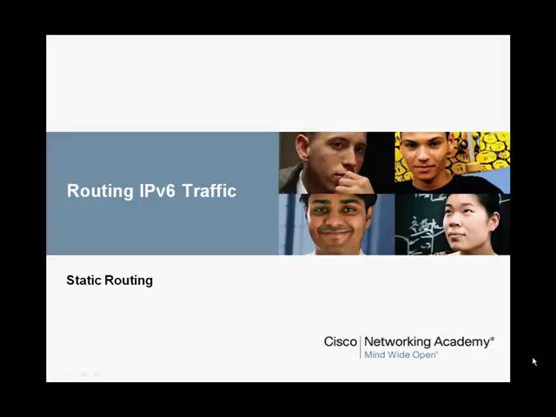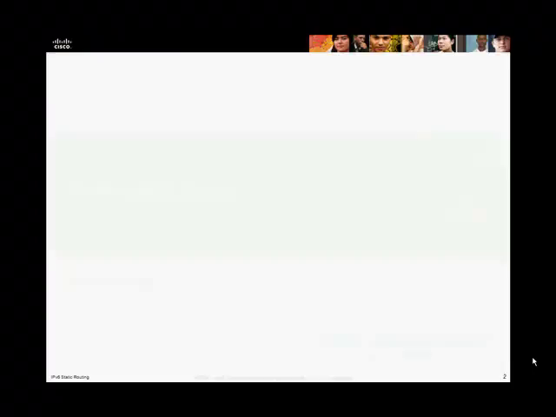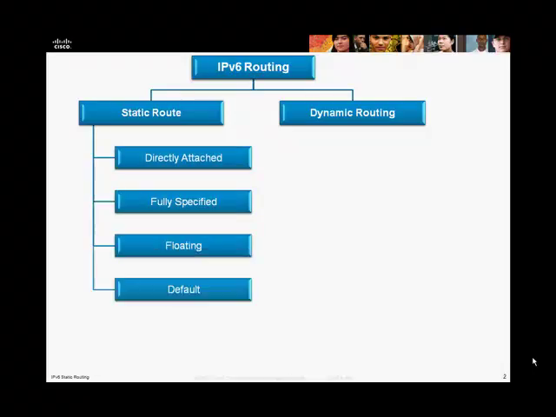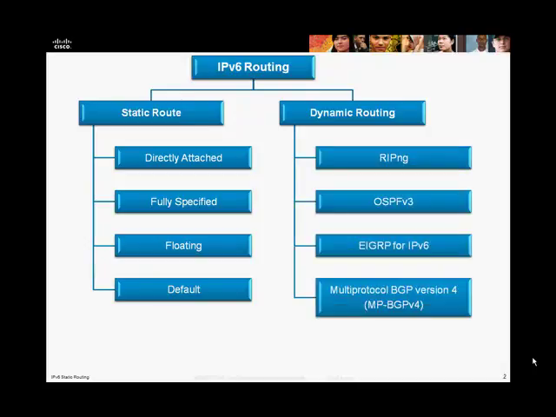In this lesson, we will learn how to route IPv6 traffic using static routes. Traffic can be routed in IPv6 using either static routes or a dynamic routing protocol. IPv6 supports various types of static routes, including directly attached, fully specified, floating, and default static routes. IPv6 is also supported by the following dynamic routing protocols: RIP-NG, OSPF version 3, EIGRP for IPv6, and multi-protocol BGP version 4.